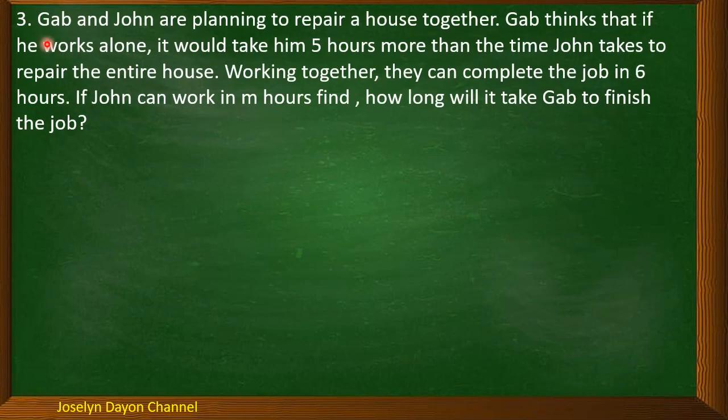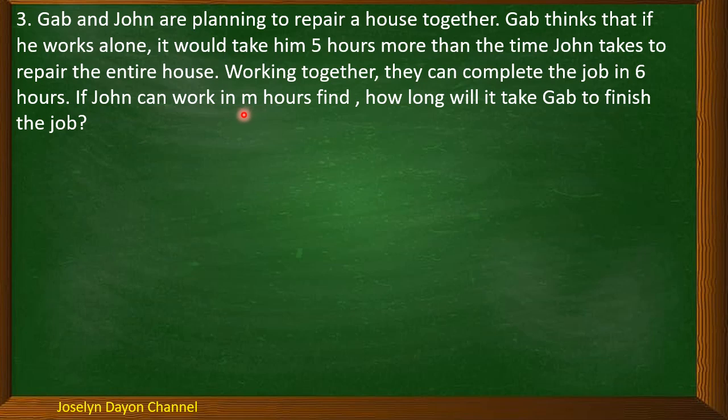Next example. Gab and John are planning to repair a house together. Gab thinks that if he works alone, it would take him 5 hours more than the time John takes to repair the entire house. Working together, they can complete the job in 6 hours. If John can work in m hours, so here it is specified that the hours will be represented by m, how long will it take Gab to finish the job? By the way, if it is not specified that you are to use a certain variable, you can use another variable. But this time, we are given the variable m.